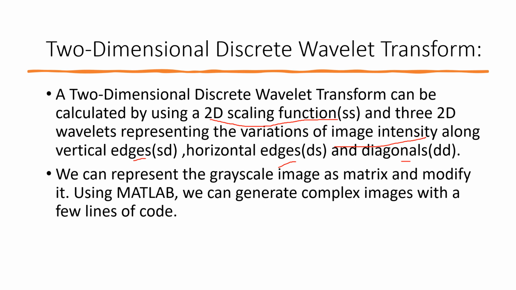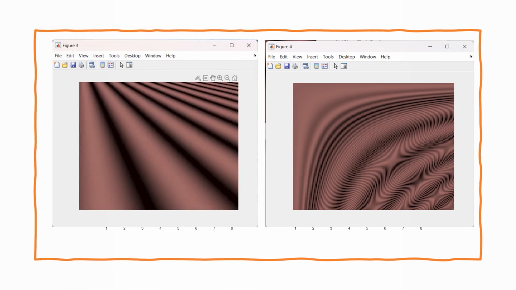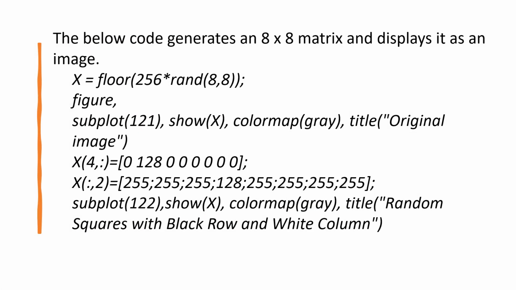We can even generate complex images using a few lines of code in MATLAB. For example, both of these images, the image on the left and the image on the right, were generated using a few lines of MATLAB code. As mentioned before, we can generate an 8 by 8 matrix and convert it into a grayscale image. That is what we are going to do here. The function floor of 256 times random of 8, 8 will generate random intensity values ranging from 0 to 255 in an 8 by 8 matrix. Then we are going to plot that.